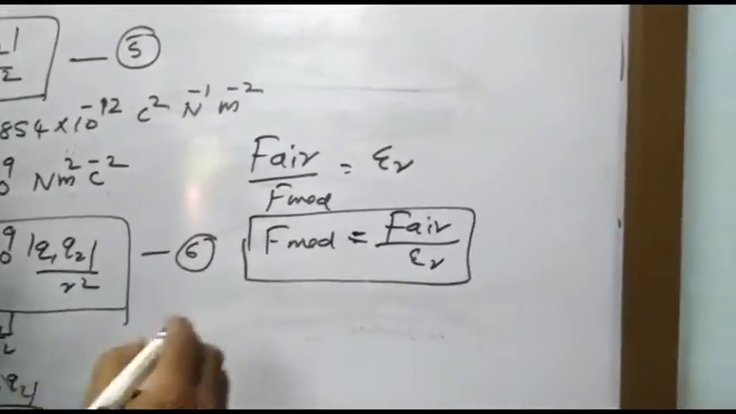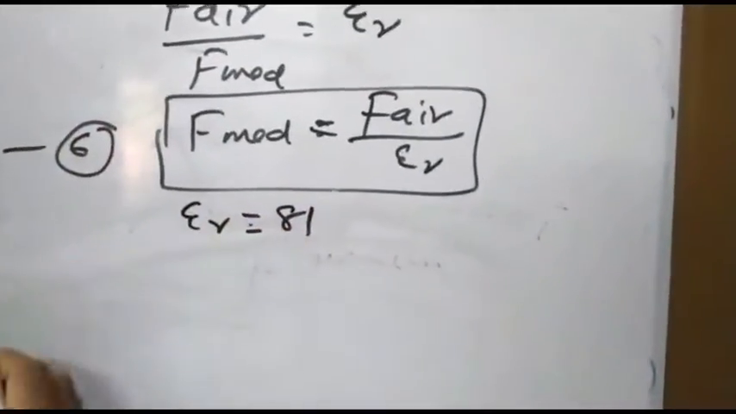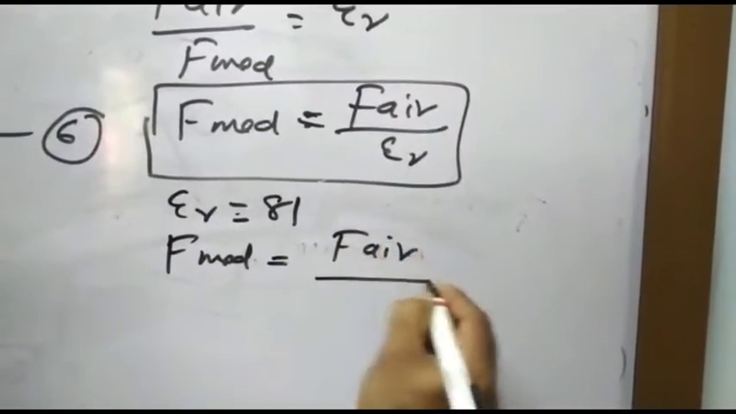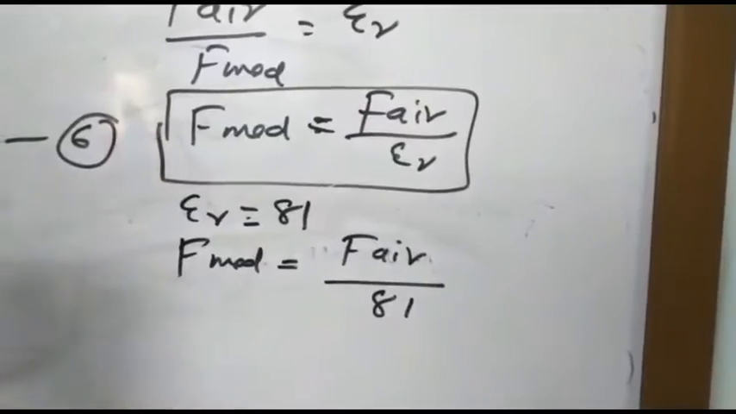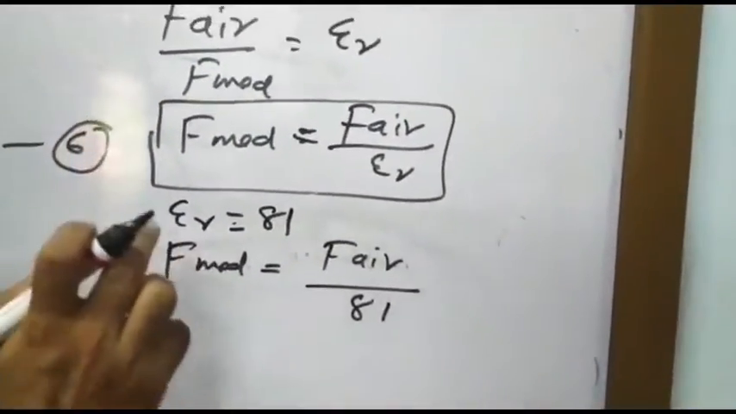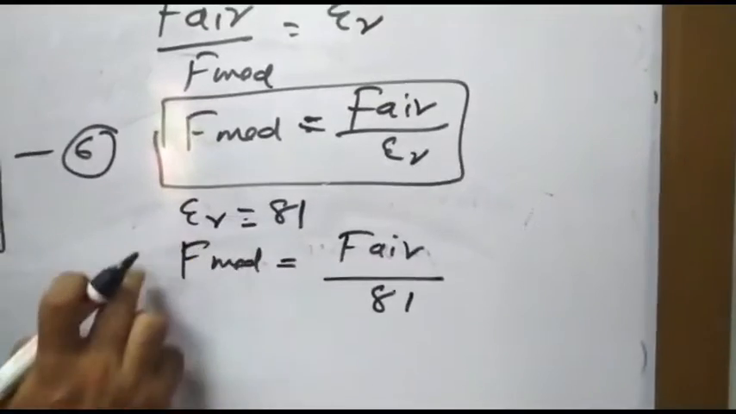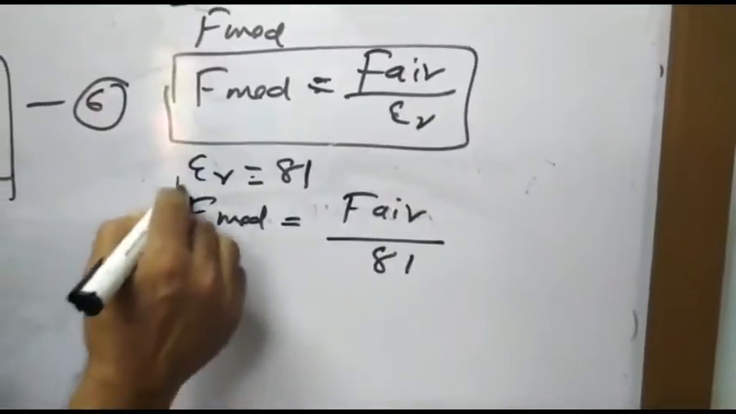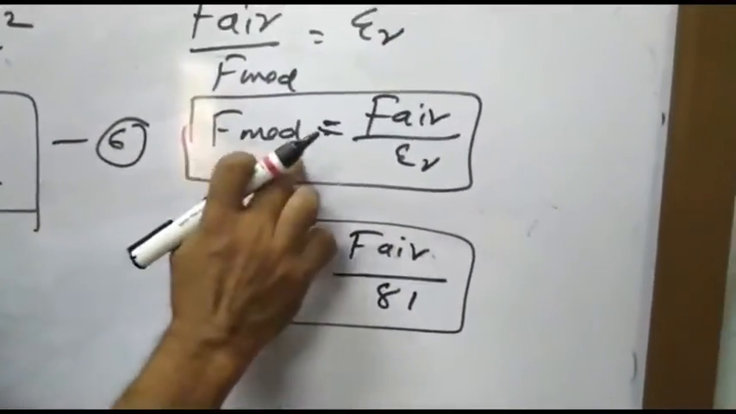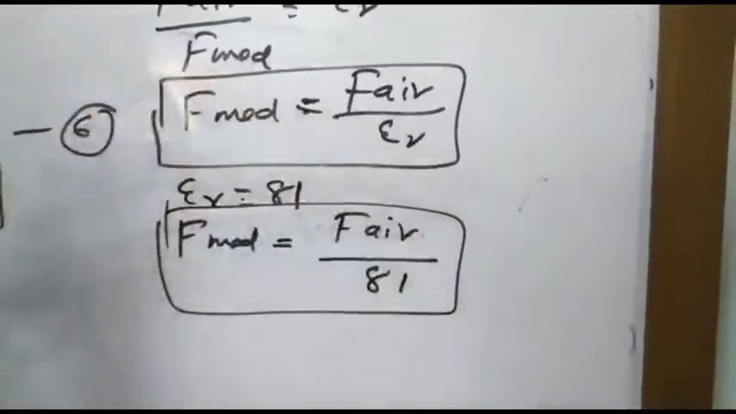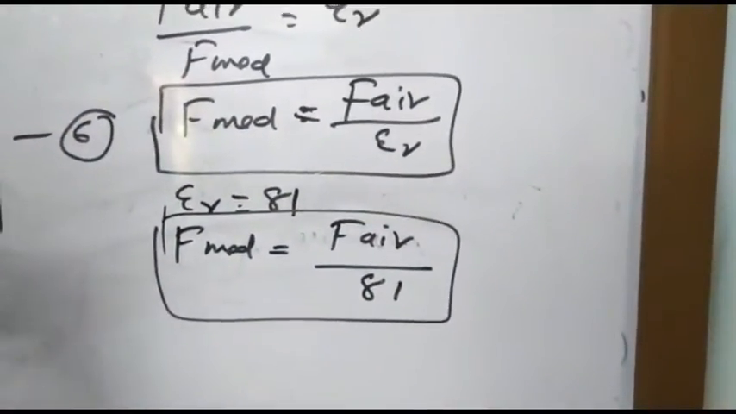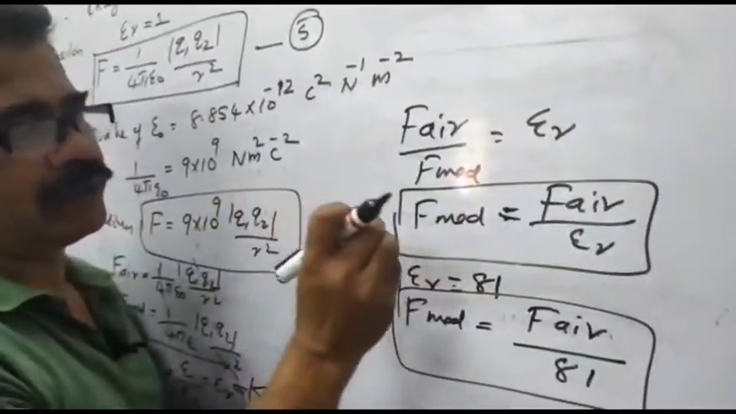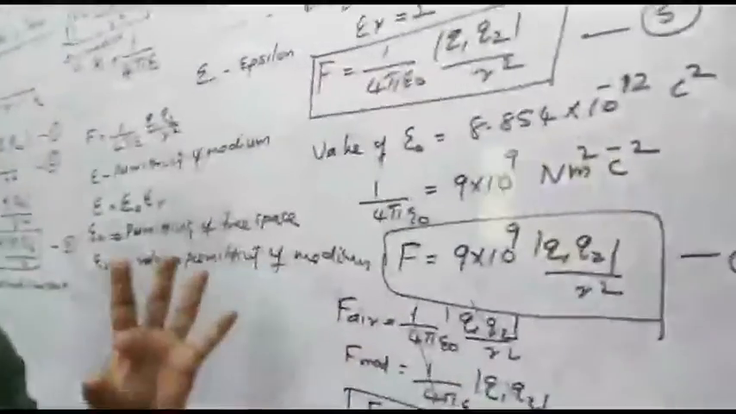For example, the epsilon r for water is 81. So, when the charges are placed in water, the force is F air divided by 81, which means that the force between the charges will decrease. How many times? 1 by 81 times that of F air. So, this is another important equation: F medium is equal to F air divided by epsilon r. That is, when the charges are placed in any medium, the force of attraction or repulsion between the two charges will decrease. So, this is about Coulomb's law.